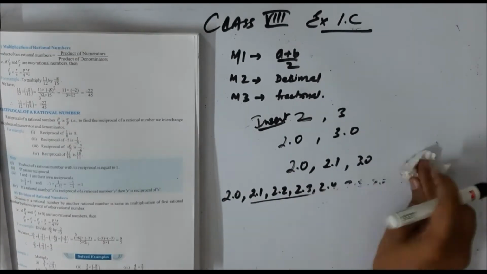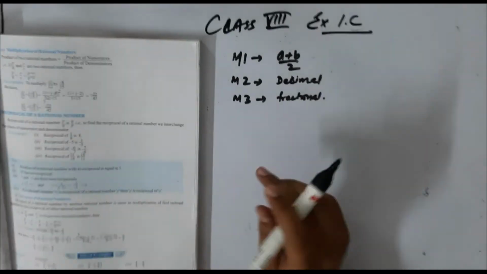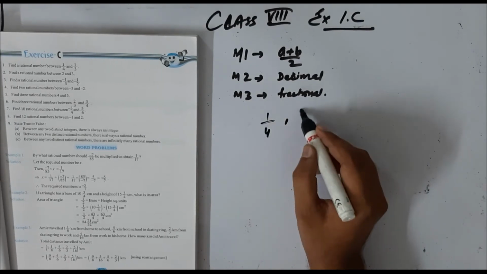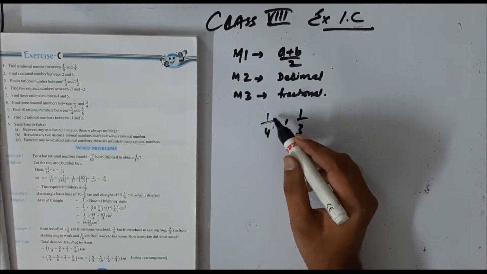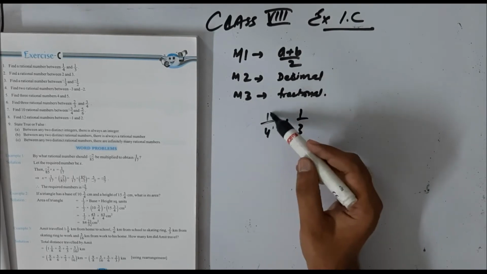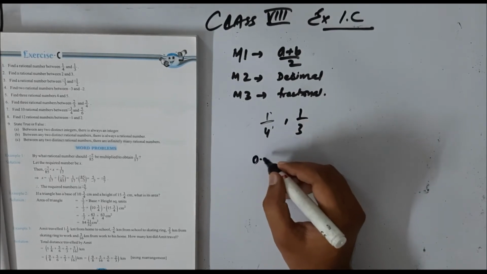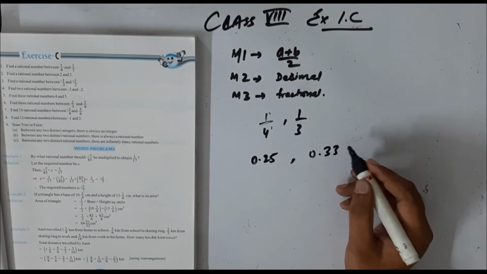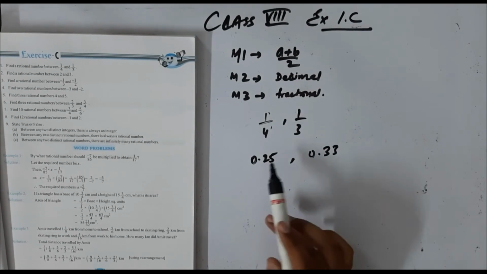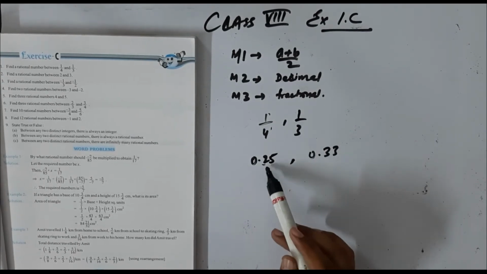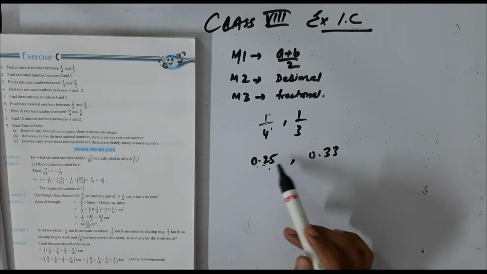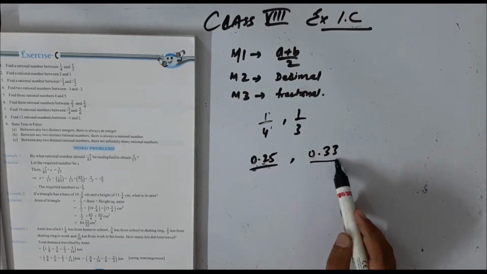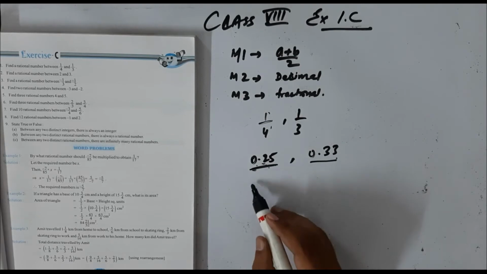Let's see one more question based on this decimal method. We have to insert a rational number between 1 upon 4 and 1 upon 3. So 1 upon 4, I told you, should be converted into decimal. So 1 upon 4 can be written as 0.25. 1 upon 3 can be written as 0.33. Now we need to write down 10 numbers between these two given numbers. So it is the same type of question where we have to insert rational numbers between two given numbers, 0.25 and 0.3.